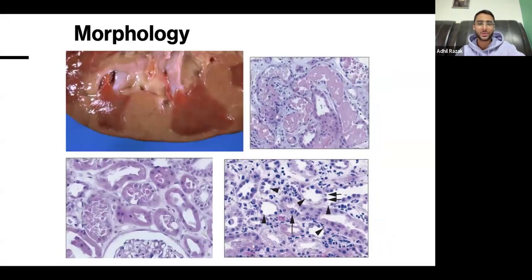Okay, so a few more pictures for association by memory. So the gross image could be something like this. Histologically, they could present like this. Not a huge fan of histology.